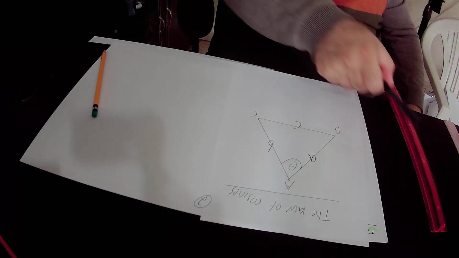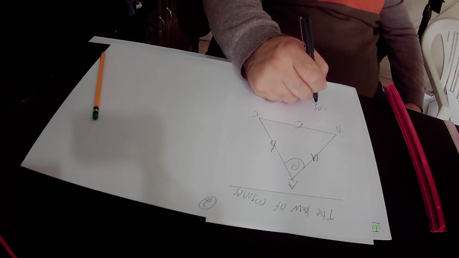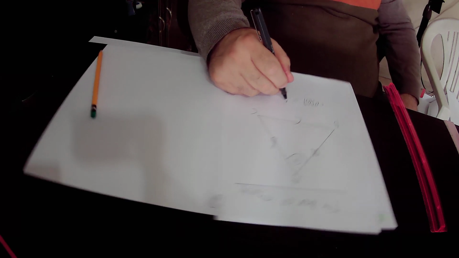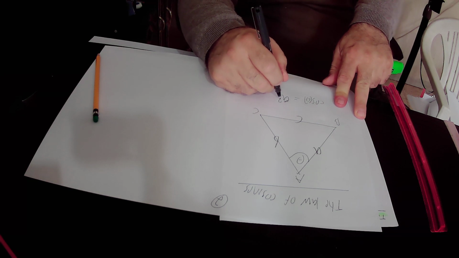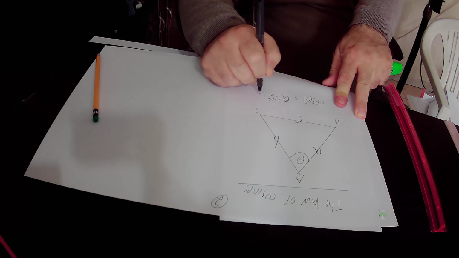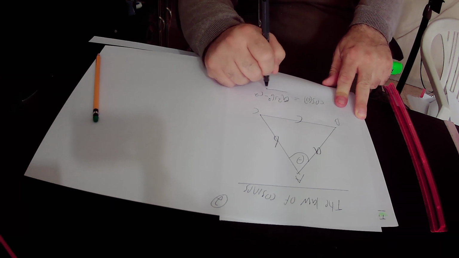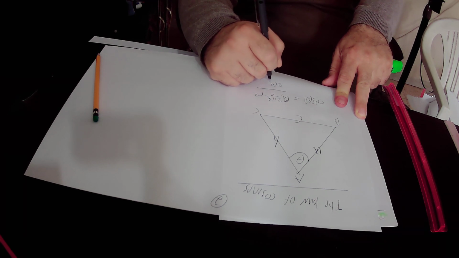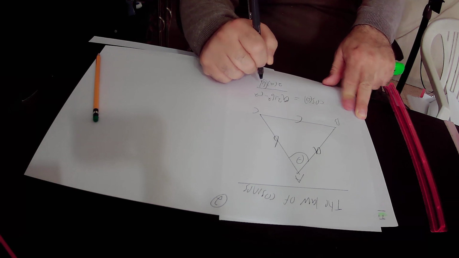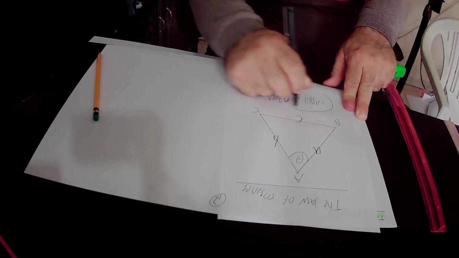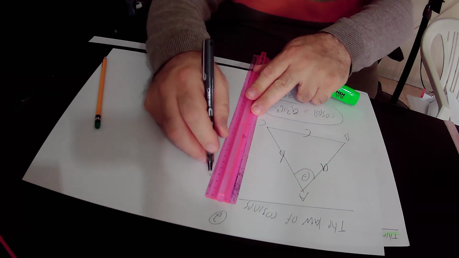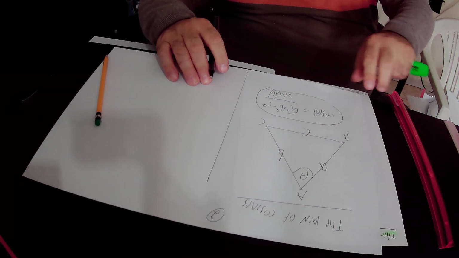Here we get that cosine theta equals A squared plus B squared minus C squared over 2 times A times B. Okay. We will implement the law of cosines in our triangle ABC.